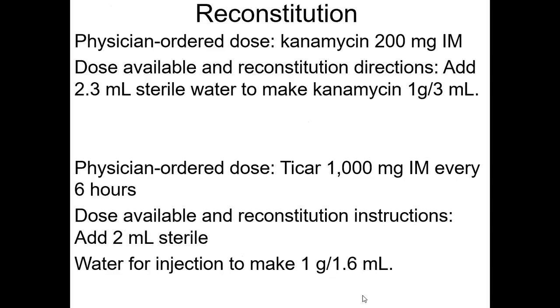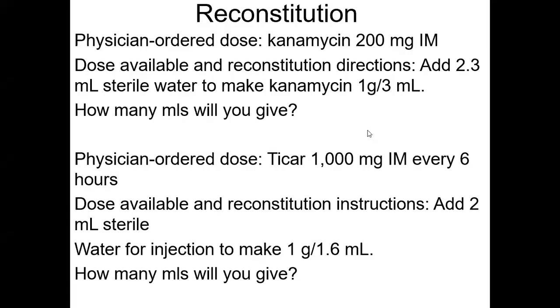Okay, now we're going to do a little bit of reconstitution. So this is asking us how many mLs we're going to give. Again, you're going to start with what your doctor ordered because that goes on the top. So our doctor ordered 200 milligrams. It doesn't really matter what it is. Then it says dose available, reconstitution directions: add 2.3 mLs of sterile water to make kanamycin 1 gram per 3 mLs. How many mLs would you get? So on hand, or our supply that we're going to end up with, it's the 1 gram per 3 mLs. So that's going to be our supply on hand. So let's go to the board.